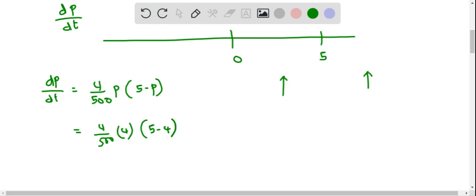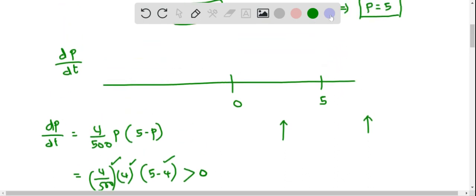Basically, we need to understand the sign. This quantity is positive, this 4 is also positive, and 5 minus 4 is 1, which is also positive. So basically, this is greater than 0 in the interval 0 to 5. So let's mark this as a positive interval between 0 and 5.